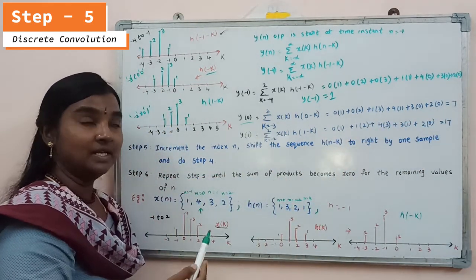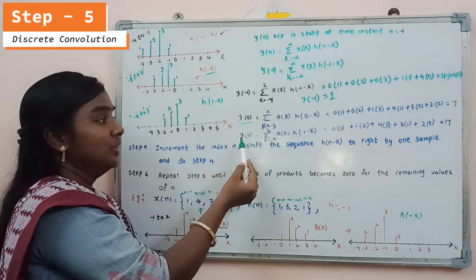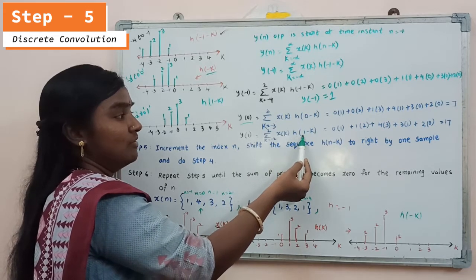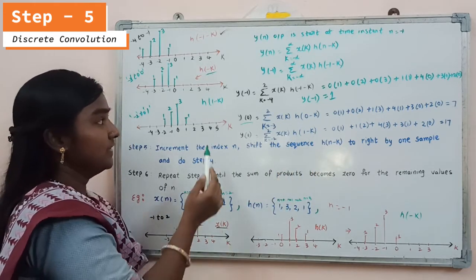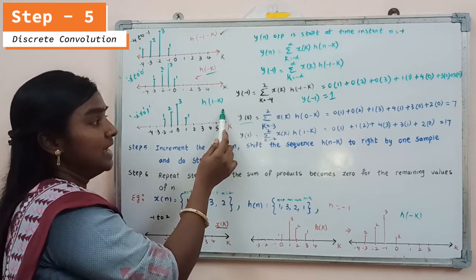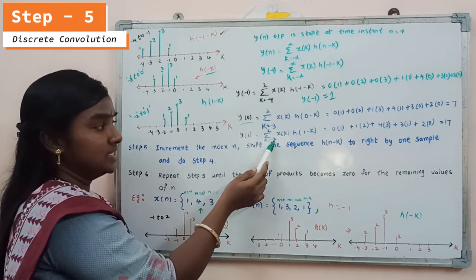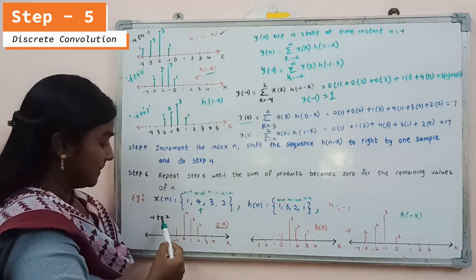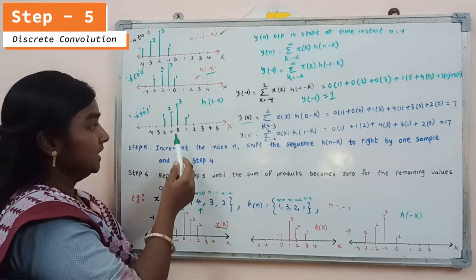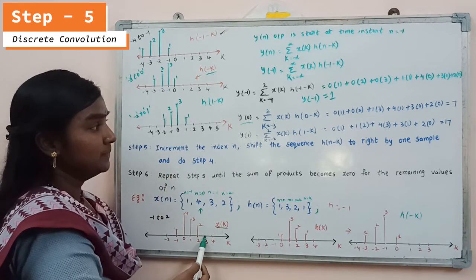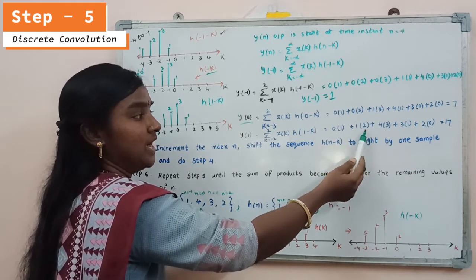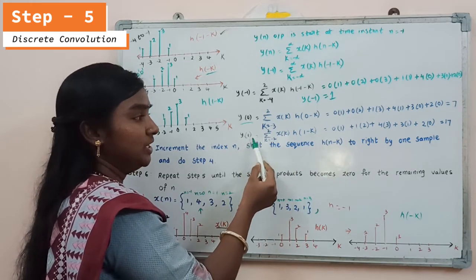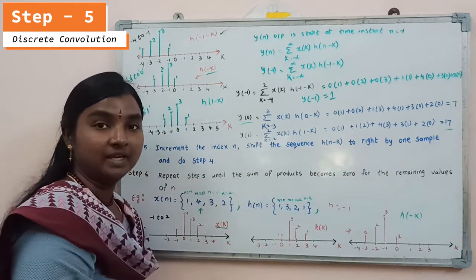Now moving this signal further towards right side to find out y of 1, we are considering the signals x of k and h of 1 minus k. So this will be the x of k and this will be h of 1 minus k. And here also the summation limits we are considering the most negative number -2 here and most positive number 2 here. Now by considering the amplitudes regarding these two signals, by doing multiplication and addition operation, we can find out the y of 1 amplitude is going to be 17 here.